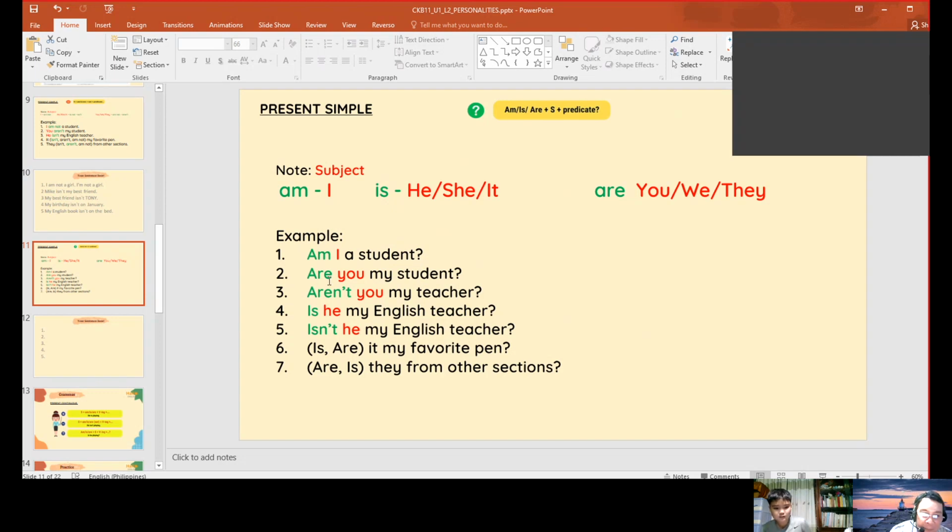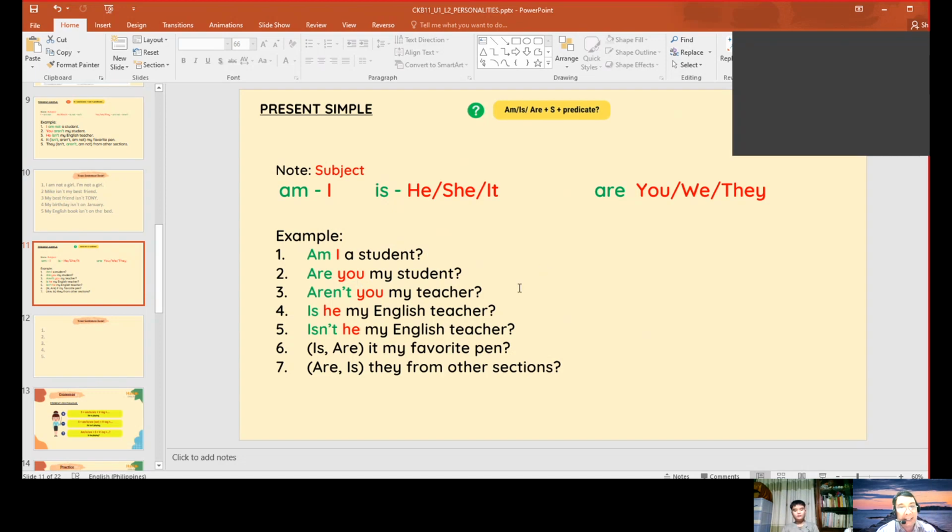Sentence number two. Can you read this one, please? Are you my student? So our be verb is are. And then we use you as the subject.